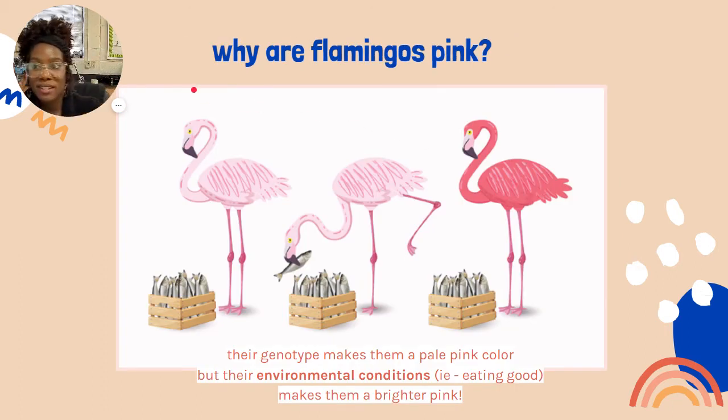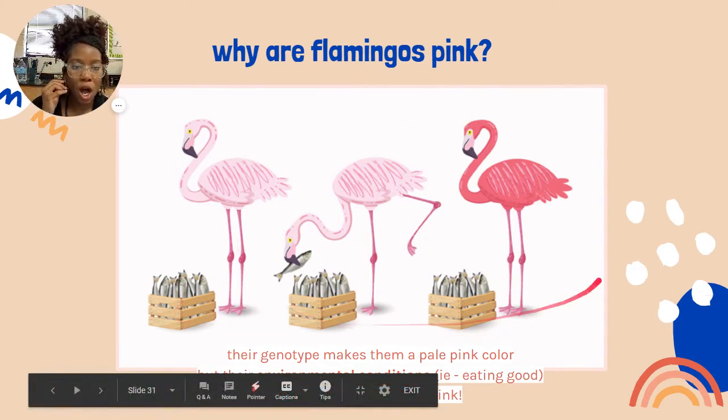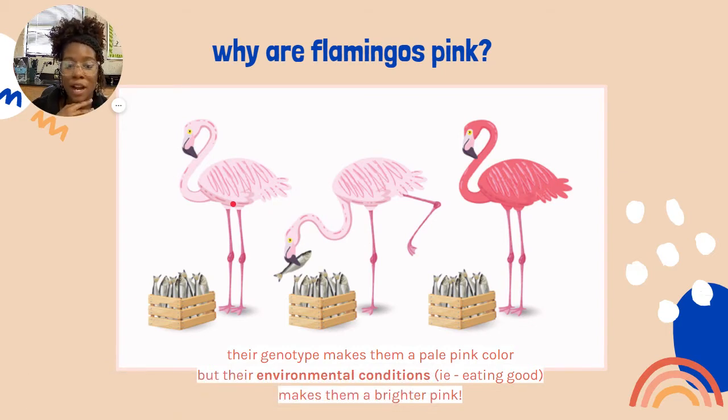However, the environment does have an effect. So that's why I said genes, DNA is a very complicated topic, because DNA can say one thing, but if the environmental conditions are not right, then it's not going to happen. So for example, flamingos. All flamingos have a genotype that makes them this pale pink color on their body. However, environmental conditions such as eating lots of fish are going to give them a brighter pink color. It's going to make that pink gene more active. Okay, so that's why we say the environment does have an effect on genes.